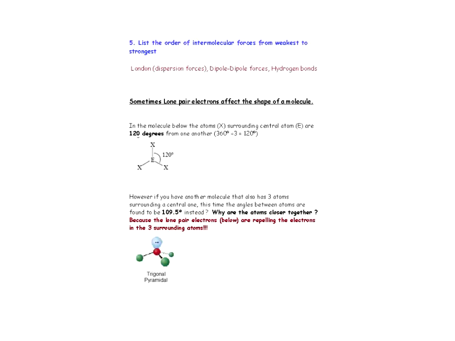Okay, so London, then dipole-dipole, and then hydrogen bonds. Good stuff. All right. So I also wanted to point out the fact that sometimes lone pair electrons can affect the shape of a molecule.